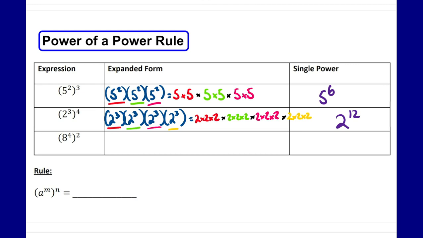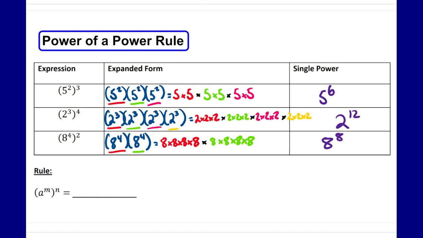And then lastly, the last expression, 8 to the power of 4 squared, means I have 8 to the power of 4 times 8 to the power of 4, which can be broken down into 8 times 8 times 8 times 8, 4 eighths, multiplied by another 4 eighths. If I simplify this as a single power, it's going to be 8 raised to the exponent of 8, because there are 8 eighths being multiplied.